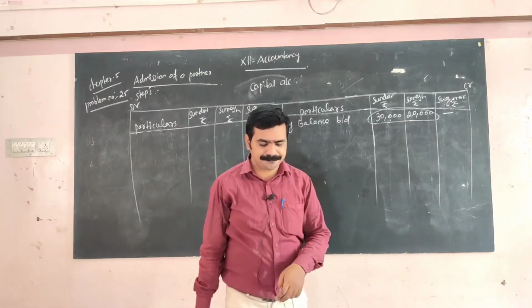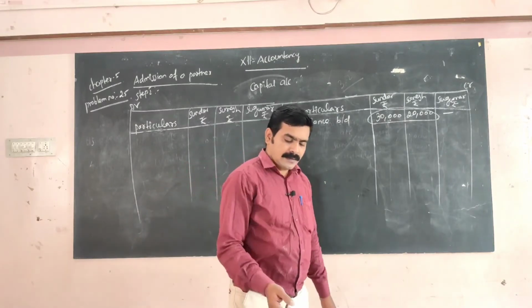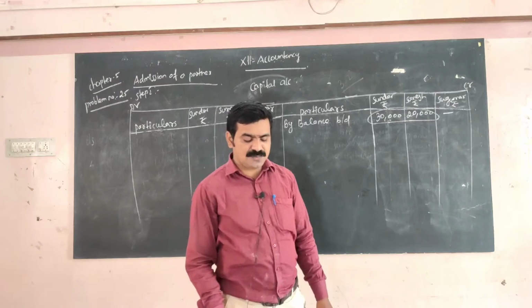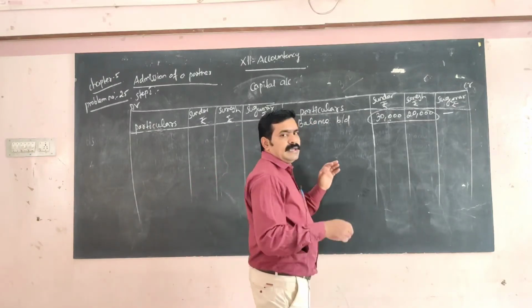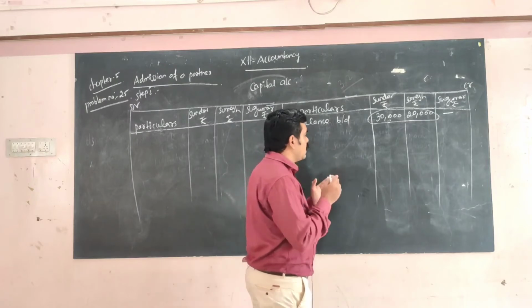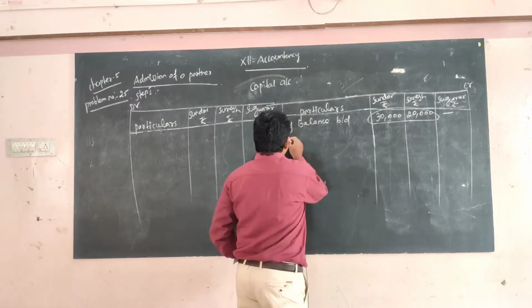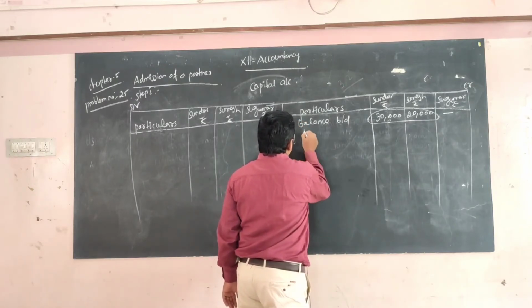Now Sukumar has to bring 30,000. The new partner brought one amount, so by bank account.